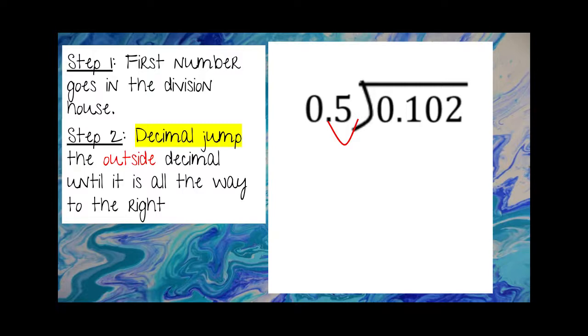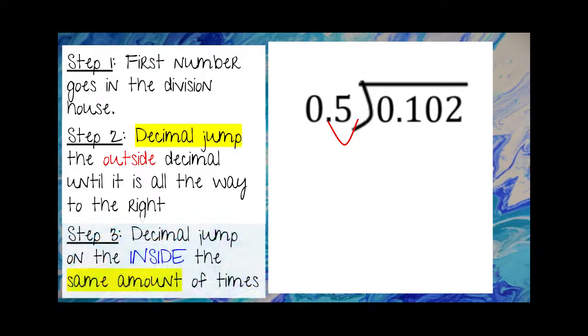Not too bad. Now we're going to do the same thing on the inside. So if we did one jump on the outside, we are also going to do only one jump on the inside, which would be right here. So that's one jump. And our decimal is where it is supposed to be.